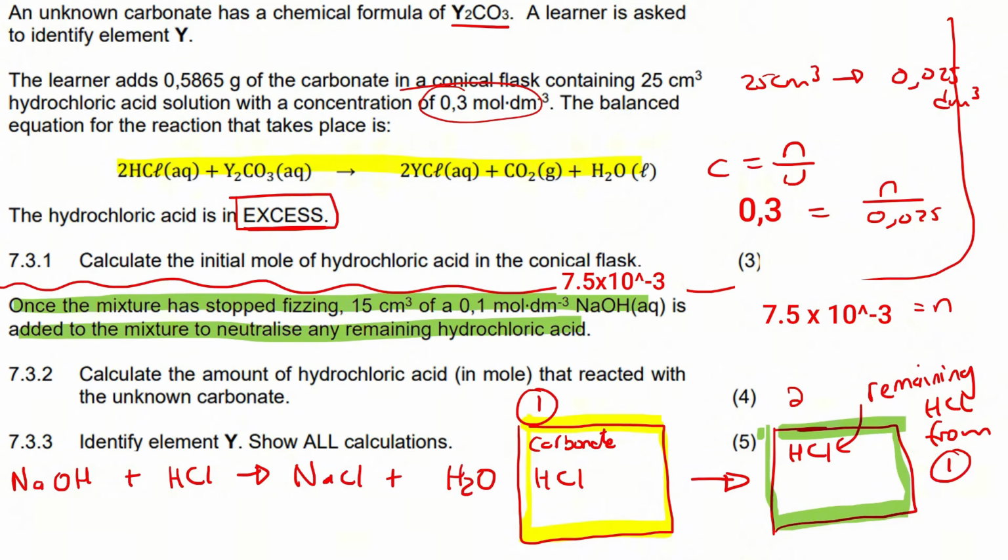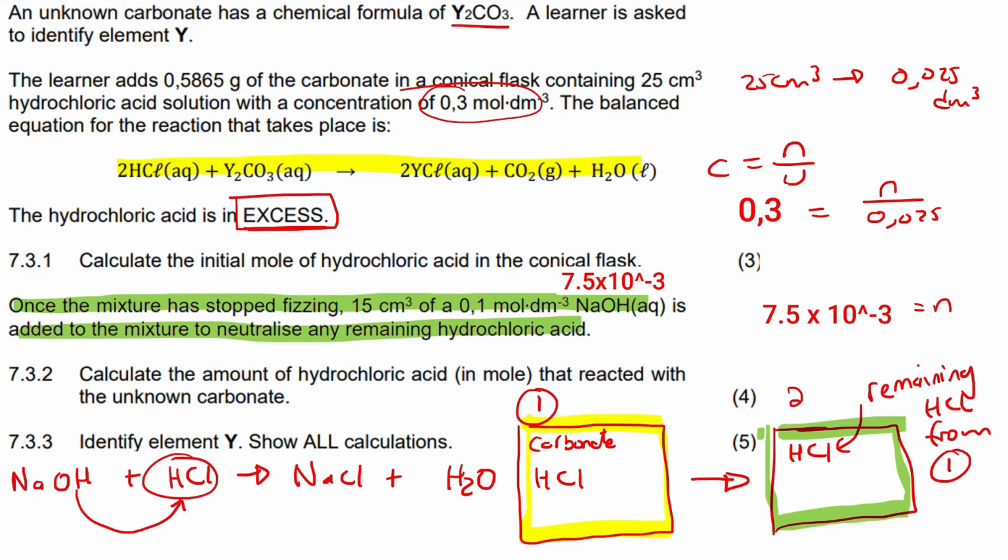Okay, so check this out, guys. They gave us all the information we need for NaOH. They gave us its volume and its concentration, so we could work out the moles. Once we have the moles of this one, we can work out the moles of HCl that reacted over here, which is also the moles of HCl remaining from this reaction. I hope you're understanding the bigger picture.